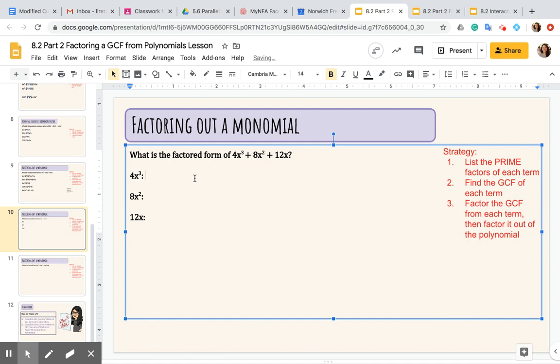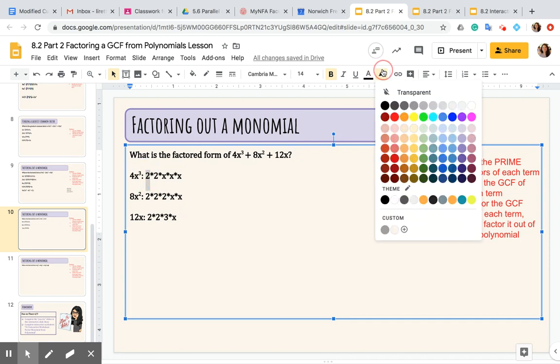Okay, so let's see if we can do this one quicker. 4x cubed, that's going to be 2 times x times x times x. 8x squared, that's going to be 2 times 2 times 2 times x. 12x, that's going to be 2 times 12, which is 2 times 3. Wait, 2 times 2 times 3. So let me double check that. 2 times 2 is 4. Nope, that's not right, Kim. 2 times 2 is 4. 4 times 3 is 12. There we go. There are my prime factors. And then times x. All right, so here's what's common.